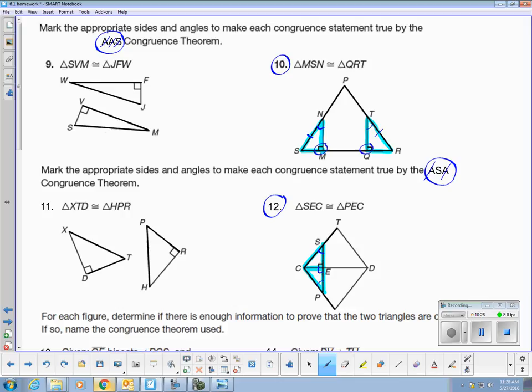Now, because the side must be included between the 2 angles, I'm going to place a mark at segment SE and a mark at segment PE. So now I have angle, side, angle. Again, there's another way we could have done this. Let's show it another way.